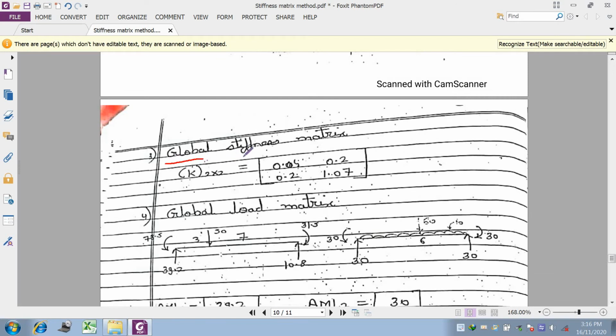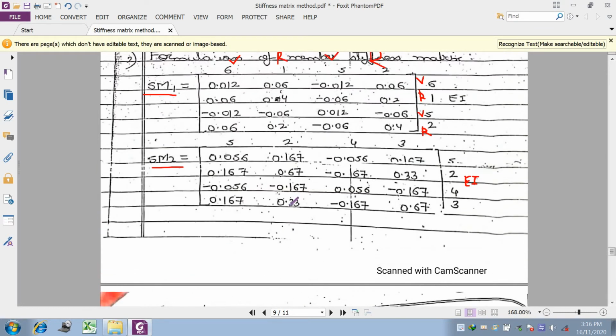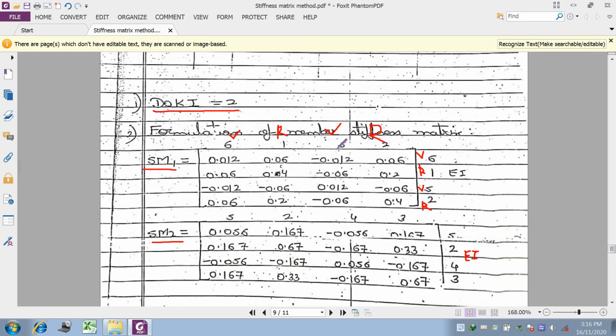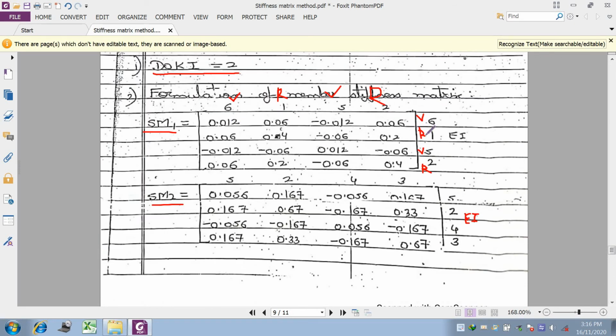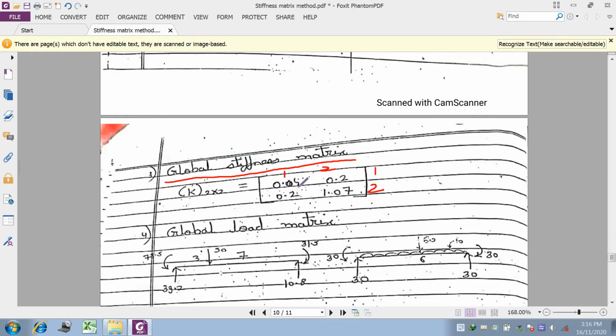Now the global stiffness matrix K, 2 by 2. As the unknowns are 1 and 2, we have to consider 1 2 here, and 1 2 here also. Now let us see how to calculate the global stiffness matrix. For 1 1 we have to consider column and row 1 1. So let us see where it comes. It is 0.04. Here 1 1 is not there in SM2, so directly we can write 0.04 from structural matrix 1.